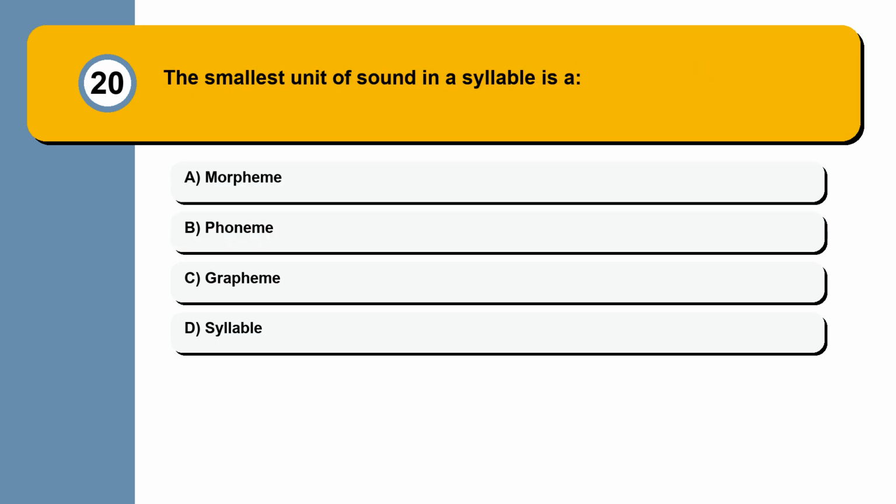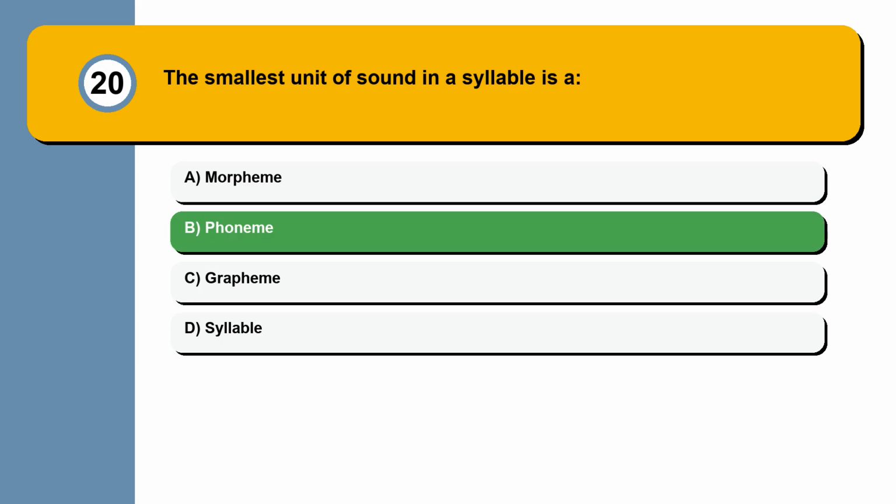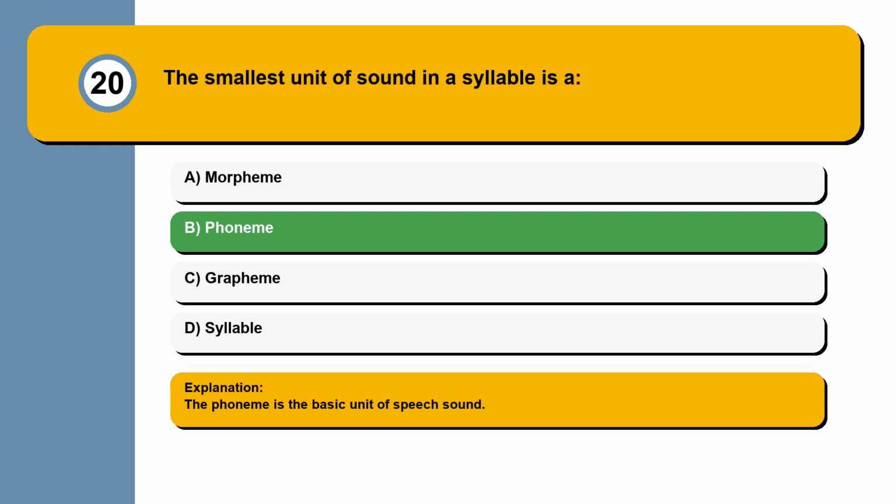Question 20. The smallest unit of sound in a syllable is a: morpheme, phoneme, grapheme, syllable. The phoneme is the basic unit of speech sound.